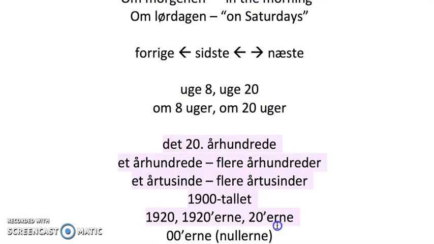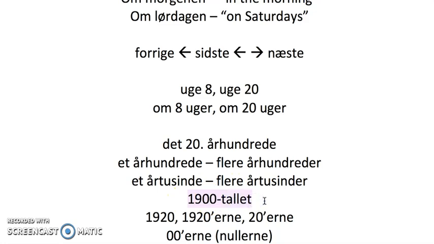And this here is just for referring to the years. So det 20. århundrede is the 20th century. Notice that we always do ordinal numbers by putting a full stop behind the number. We do not do th or st. And then the next word is not with a capital. Det 20. århundrede, the 20th century. Et århundrede is the singular, flere århundreder, several centuries, the plural. Et årtusinde, flere årtusinder. So those are of course for millennia or thousands of years.